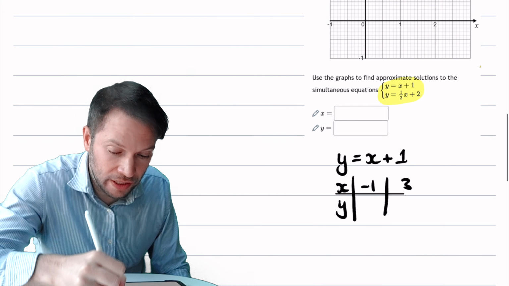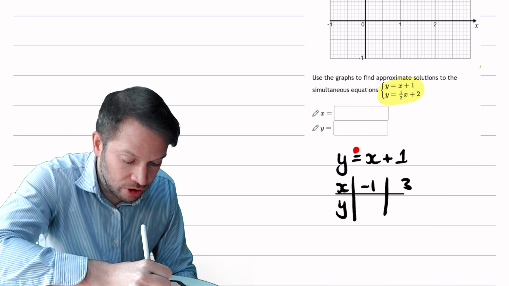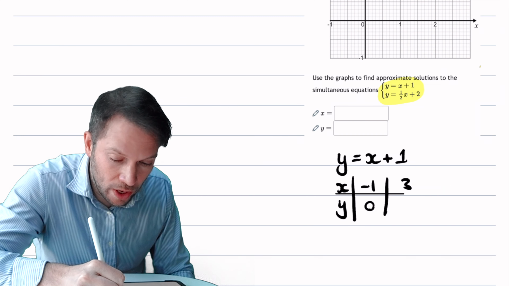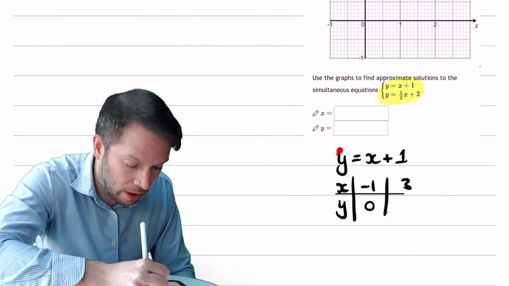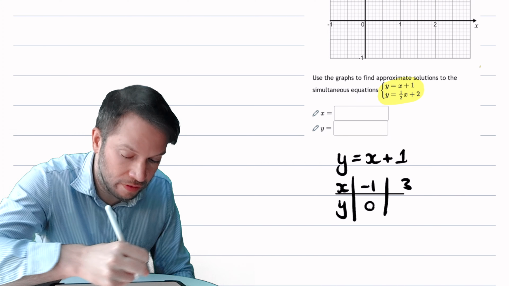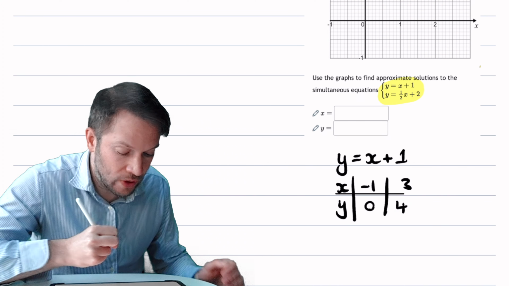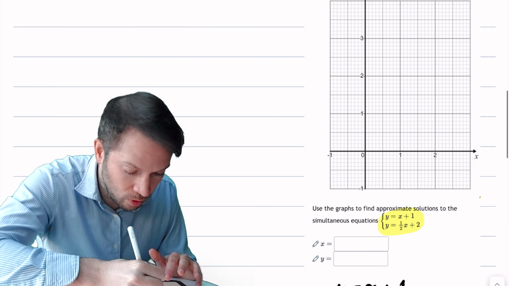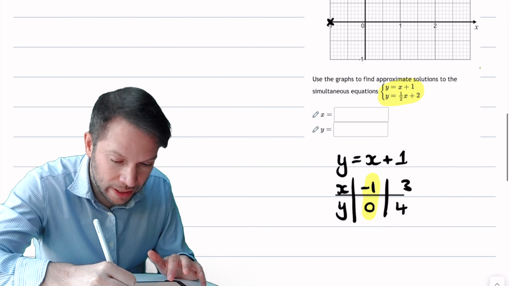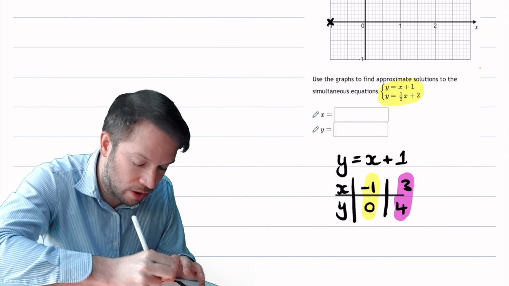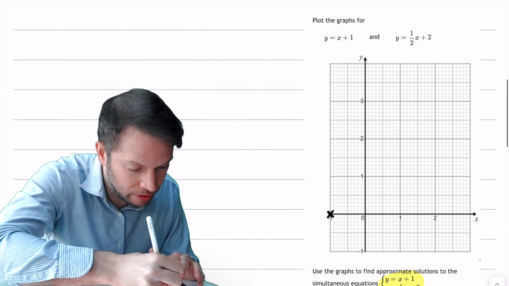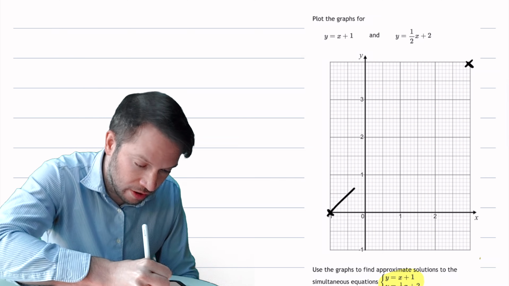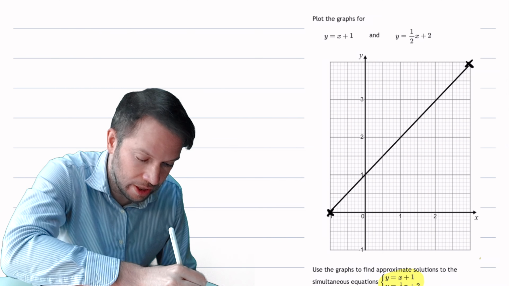Now when x is -1, y will be equal to -1 plus 1, which is 0. And when x is equal to 3, we get y is equal to 3 plus 1, which is 4. So now we're plotting the point -1, 0. When x is -1, y is 0, which is here. And when x is equal to 3, y is equal to 4, which is up here. And then we just draw a straight line that goes between them like this. There we go. Nice straight line.